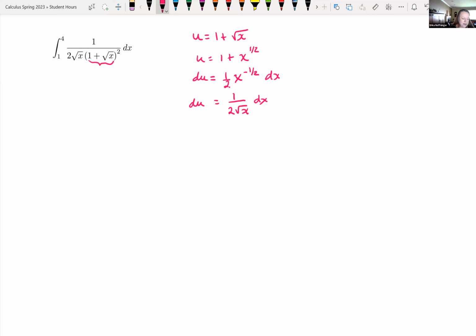So get dx by itself, and this looks like it's going to fall out really nicely. To get dx by itself, we would multiply both sides of our equation by 2 square roots of x. So we get dx is equal to 2 square roots of x du.